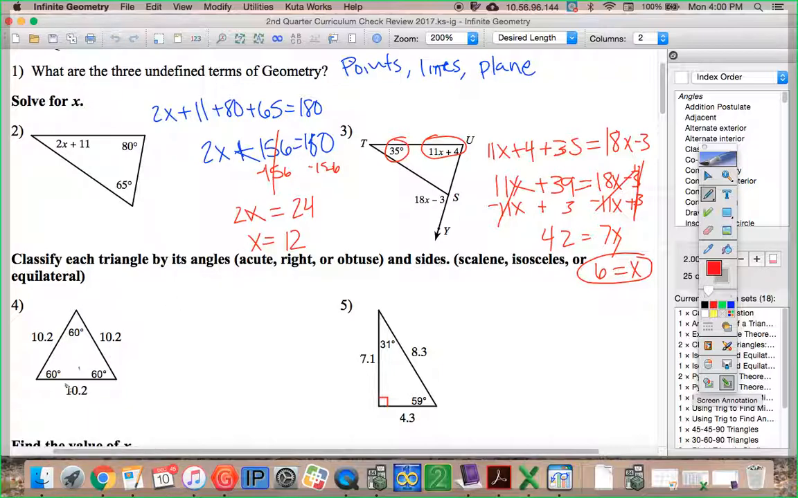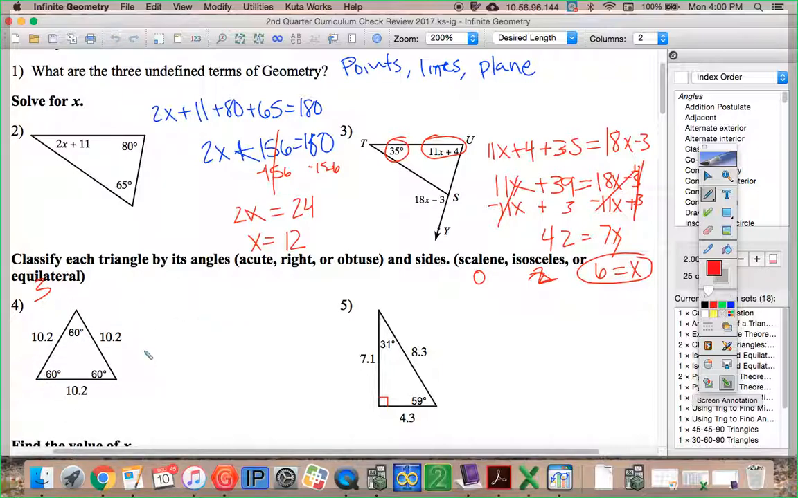Okay, then we have classifications of triangles. Acute means that all the angles are less than 90. Right means it has at least one right angle. Obtuse means that at least one angle is bigger than 90. Scalene means none of the sides are the same. Isosceles means 2 are the same. And equilateral means 3. They go in order in the directions: 0 the same, 2 the same, 3 the same.